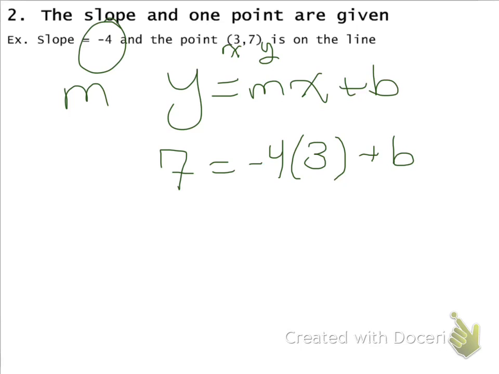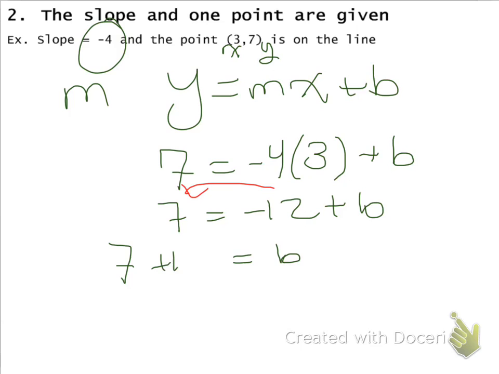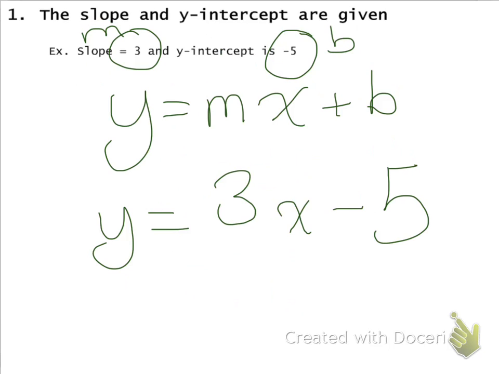This is a linear equation. I've mentioned before that we've been using skills from previous chapters. We need to isolate or solve for b. So we can rewrite this as -12 plus b. In order to have b on its own, we need to move the -12 over to the other side. So -12 moves over here and it becomes positive. So now we have 7 plus 12 equals b.